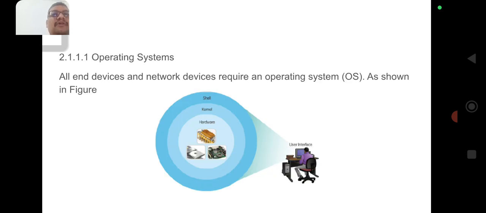Operating systems. All end devices and network devices require an operating system. As shown in the figure, the operating system consists of hardware in the center, the kernel, and the shell. The kernel is the heart of the OS that connects the shell and the hardware. The user interface accesses all three, for example a graphical user interface, with the help of the OS.